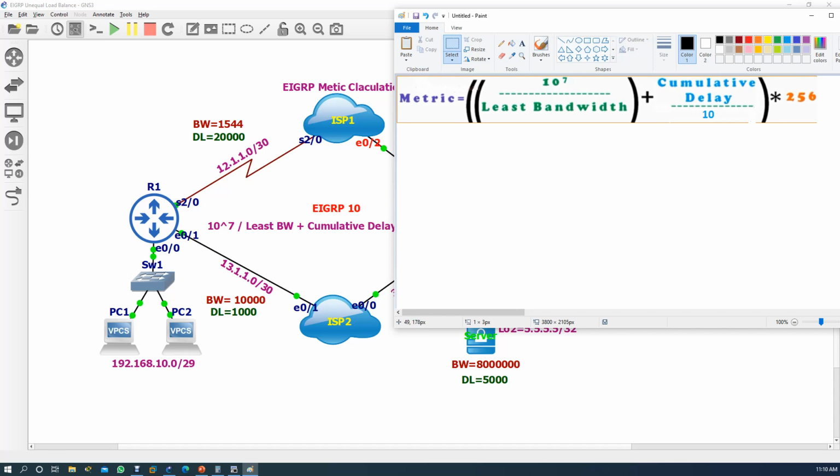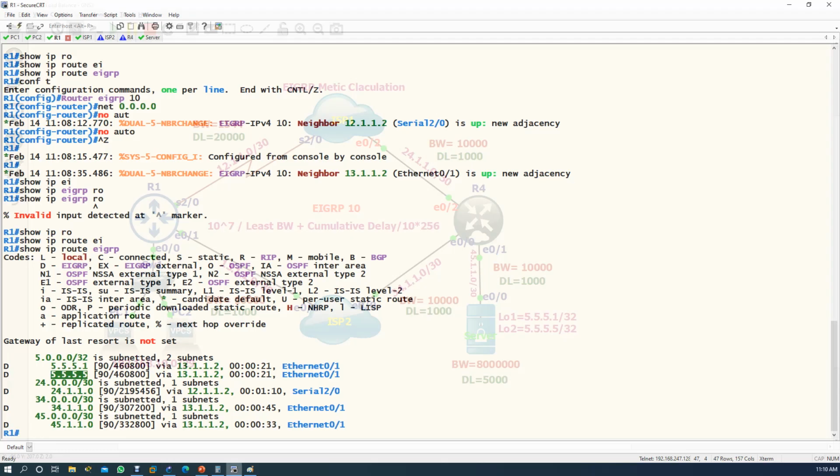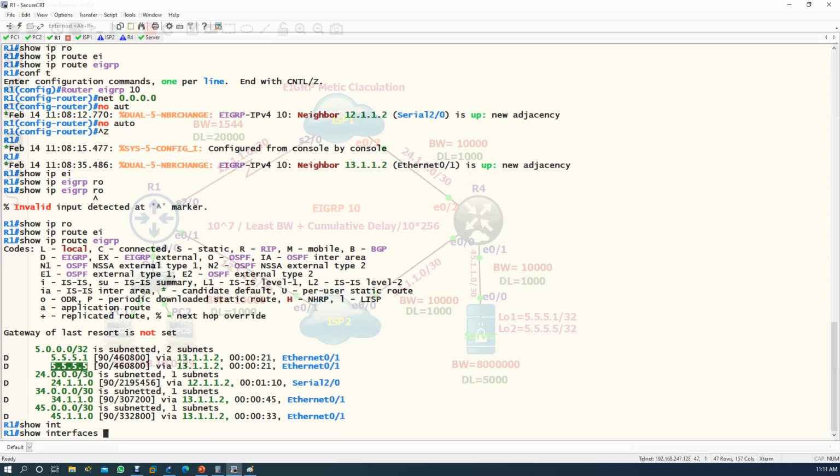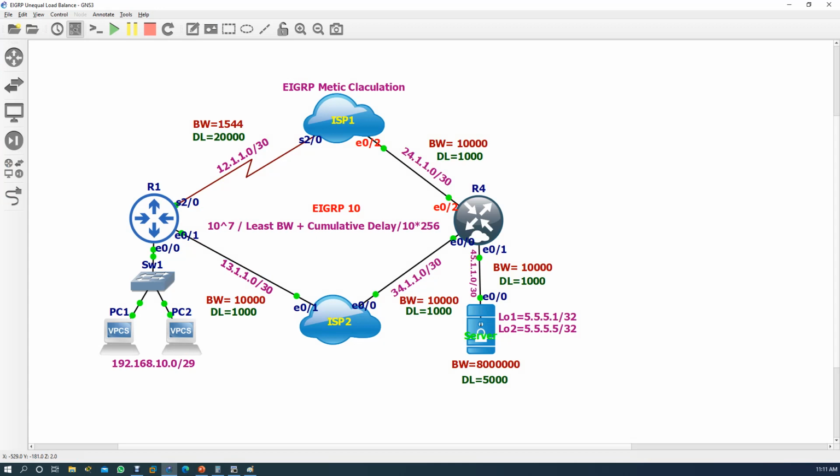So if I'm coming here, I have 2 links. He's saying that to reach from source to destination, how many links? 1 link, 2 link, 3 link, 4 link. So find the link bandwidth. R1 to ISP1, interface serial 2/0. Okay, so what is the bandwidth of that link? 1544. You have seen that I have written the bandwidth here, right?